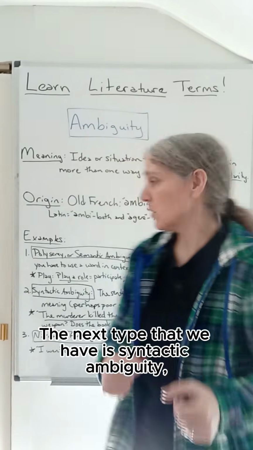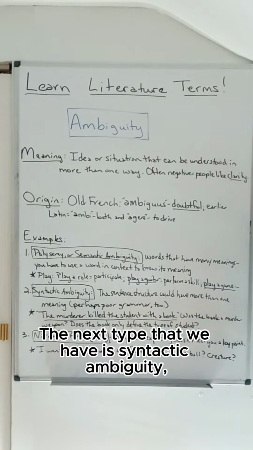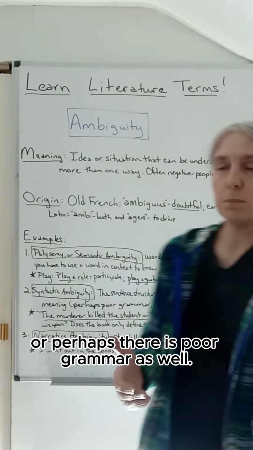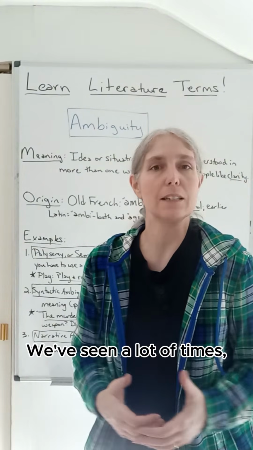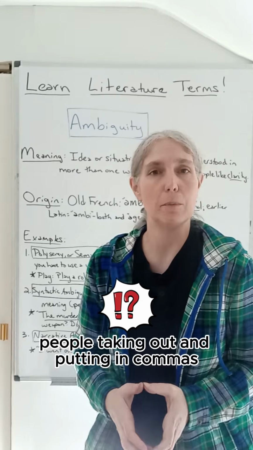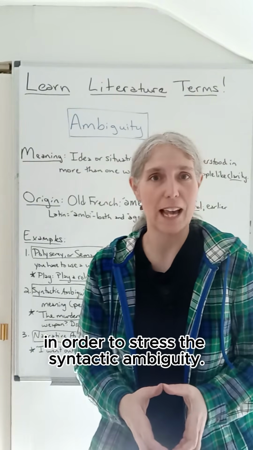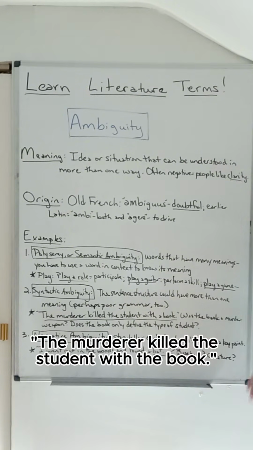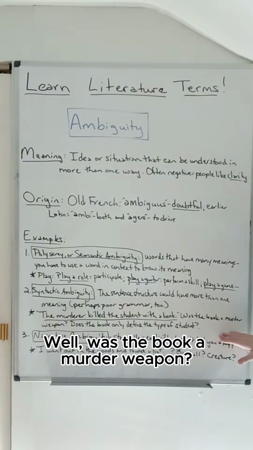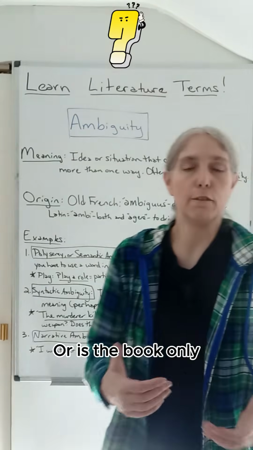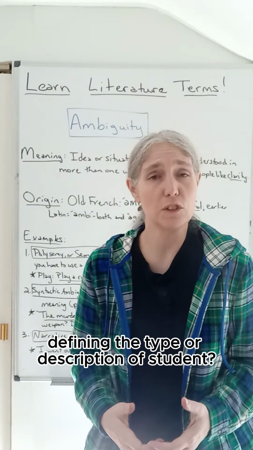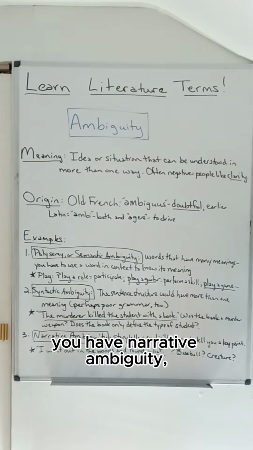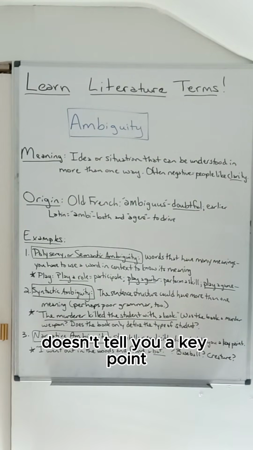The next type that we have is syntactic ambiguity, where the sentence structure can have more than one meaning, or perhaps there is poor grammar as well. We've seen a lot of times people taking out and putting in commas in order to stress the syntactic ambiguity. But my example says, the murderer killed the student with the book. Well, was the book a murder weapon, or is the book only defining the type or description of student? It's quite ambiguous. Lastly, you have narrative ambiguity, where the storyteller just explicitly doesn't tell you a key point.